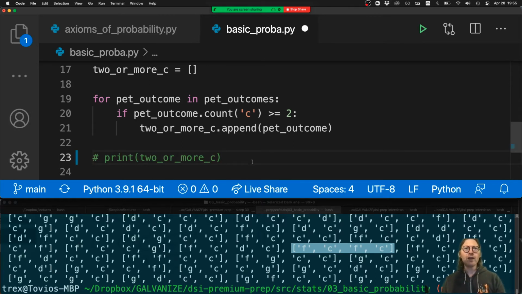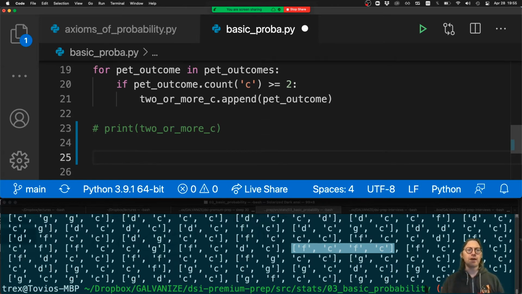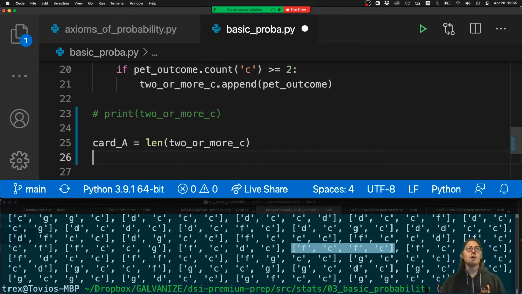Now, how do we calculate the probability that a person will select 2 or more cats? Well, that's easy enough to do. We can say the cardinality of A, right? So the cardinality of A, that's just the length of our 2 or more cats. And the cardinality of S is just the length of our pet outcomes.